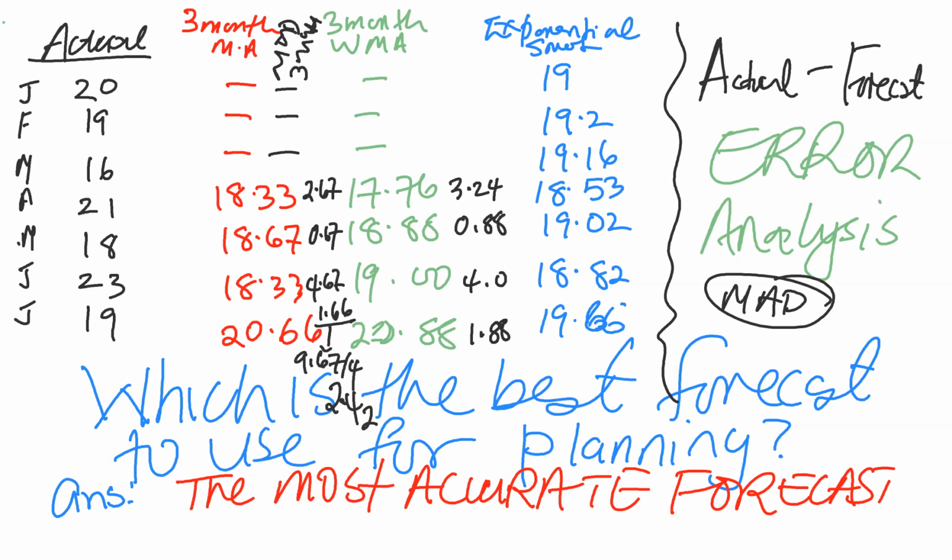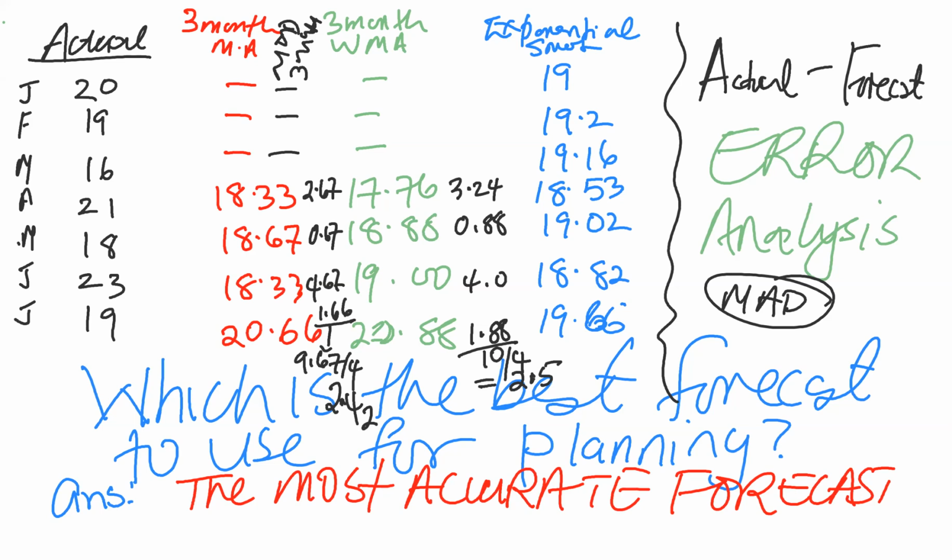Again, we sum them: 3.24 plus 0.88 plus 4 plus 1.88, we get 10. We just added up 4 numbers, so it's 10 divided by 4. That's 2.5. So we have 2.42 for the 3-month moving average. We have 2.5 for the 3-month weighted, and we're going to do the exponential now.